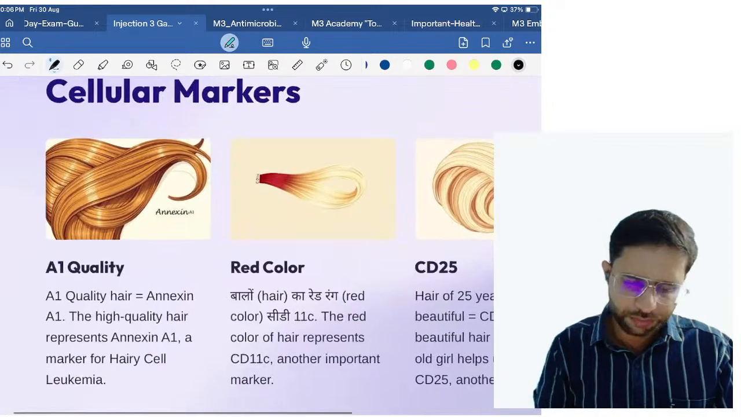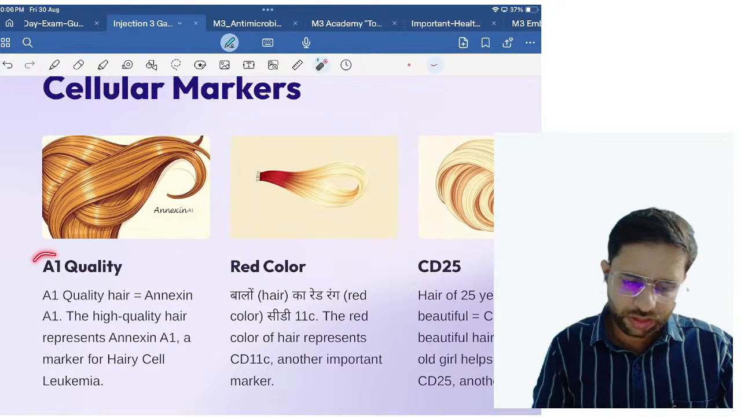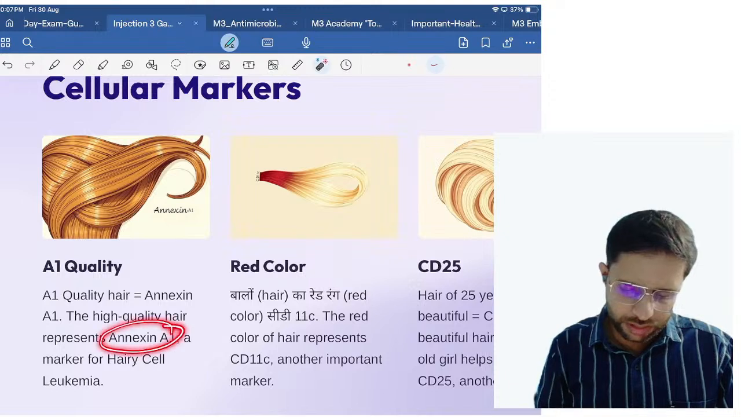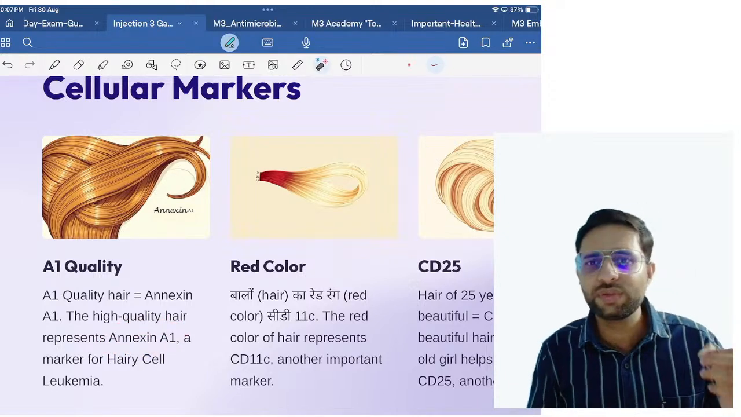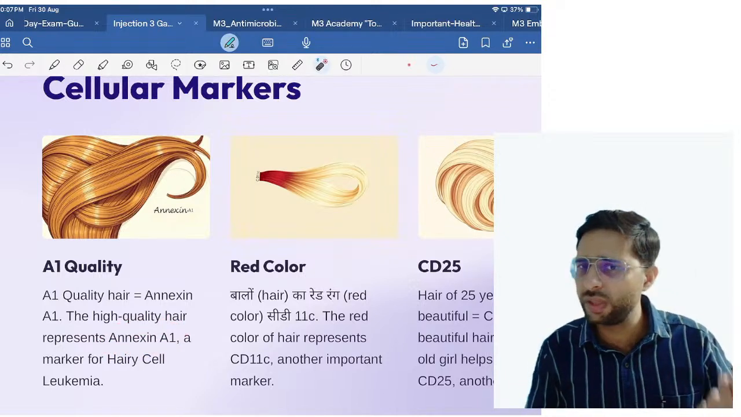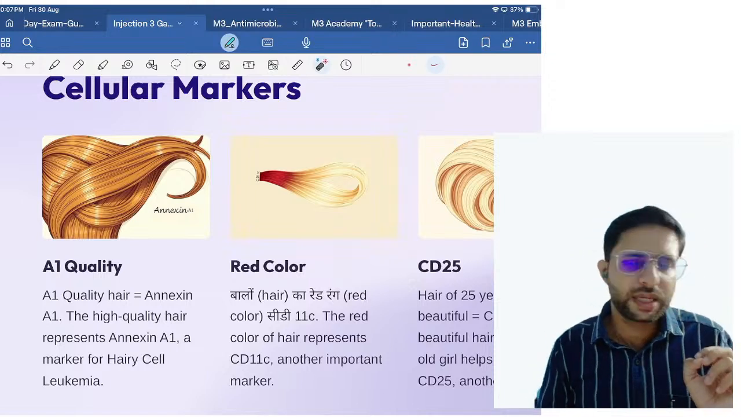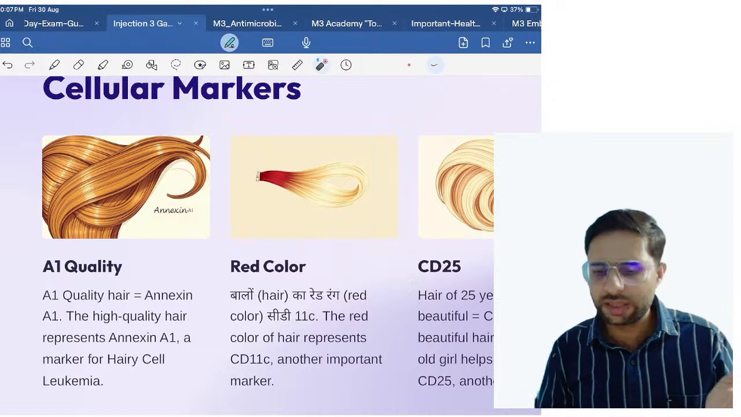Now, everybody wants A1 quality here, so annexin A1 is present. So where is annexin 5 present? Apoptosis. Apoptosis, P means penta. So what comes in apoptosis? P. P means 5, remember it.